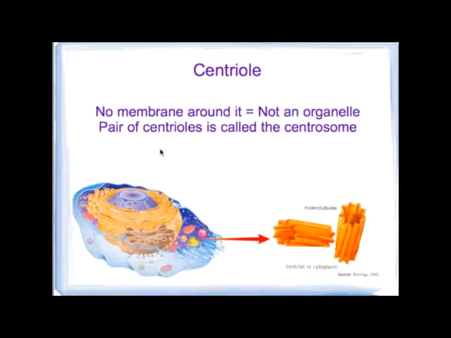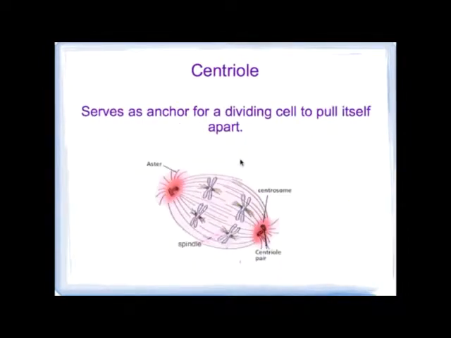There's another structure inside the cell that's important to know, though it's not an organelle because there are no membranes around it. It is the centriole. Centrioles are diagrammed here, and here's an enlarged image of them. Centrioles occur in pairs, and the pair is called a centrosome. The centrosome and the centrioles inside them serve as the anchor for a dividing cell to pull itself apart. When a cell divides, there are two centrosomes, one on each side, and these are the anchors from which the railways that push and pull the chromosomes extend.